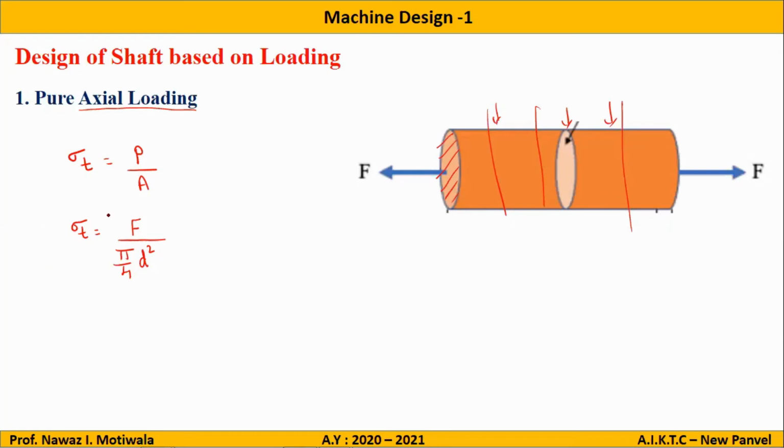Now in this expression, I know sigma T because I will select the material for my shaft. Force will be already given to us. Then what is the unknown? Diameter of shaft. Yes, the only unknown in the expression is the diameter of the shaft. So from here I will get the diameter of shaft in mm. This completes the design procedure for shaft based on pure axial loading. And this type of problem comes for 5 marks in the examinations in question number 1.